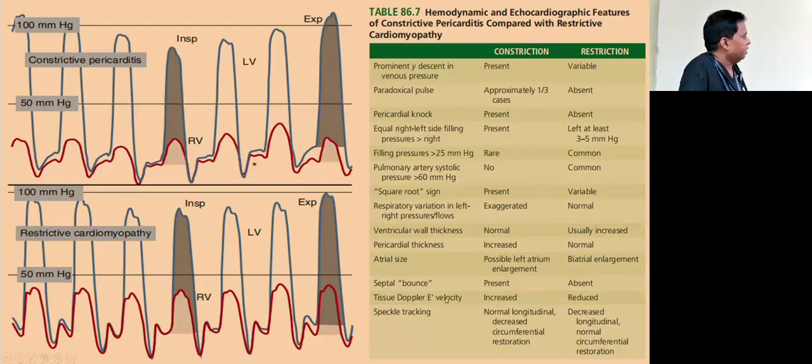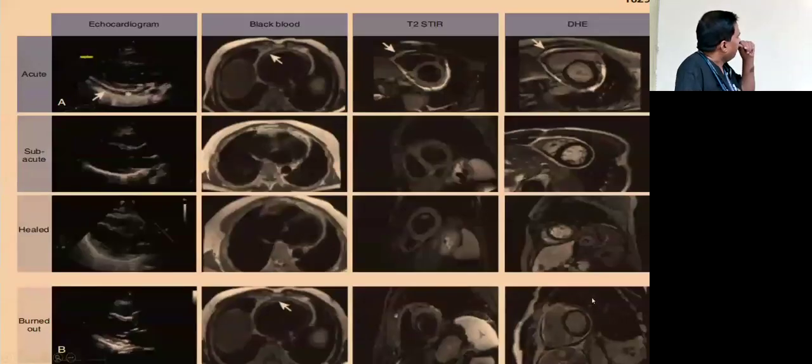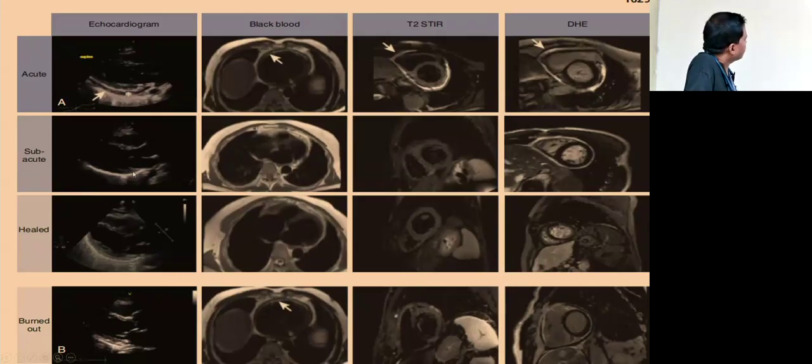And in tissue Doppler, the E prime velocity, the early filling of the RV, is increased in constrictive pericarditis, but reduced in restrictive cardiomyopathy. These are actually images of two patients. The first three are of a patient aged 24 years. This patient had acute pericarditis. Initially we were seeing some acute pericarditis with some effusion, and then there was calcification also.